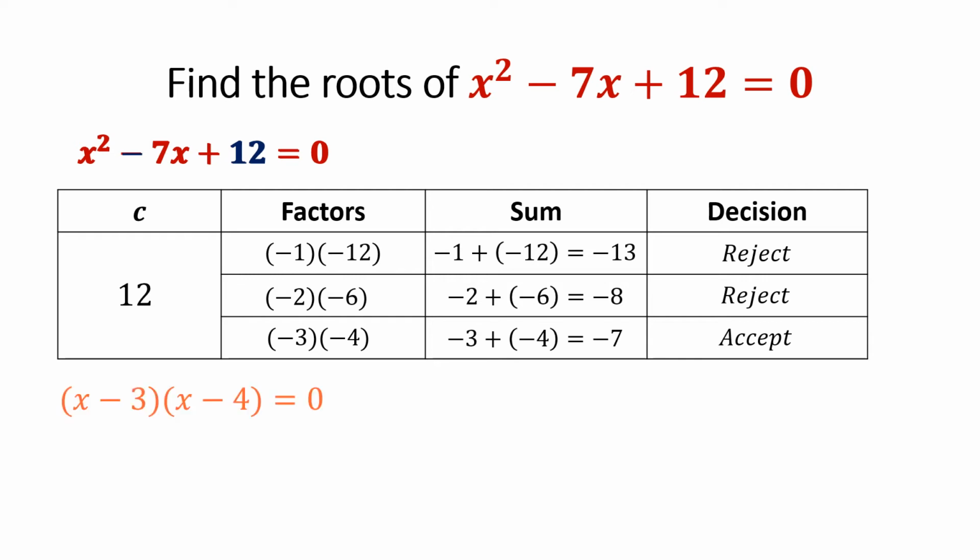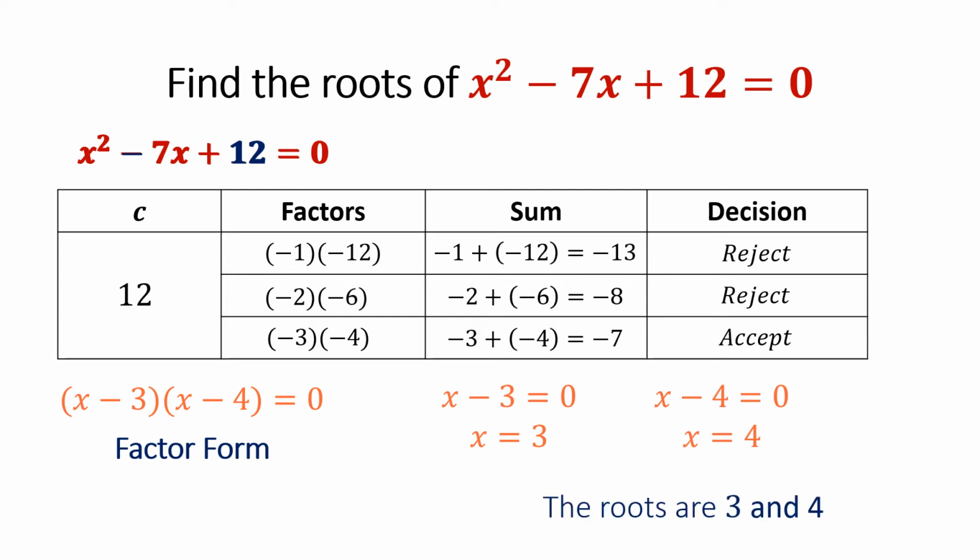So we write that in factor form. x minus 3 times x minus 4 is equal to 0. So once again, that's the factor form. With zero product property, x minus 3 is equal to 0. So x is equal to 3. And then the other one would be x minus 4 is equal to 0. Then x is equal to 4. So therefore, the roots are 3 and 4.